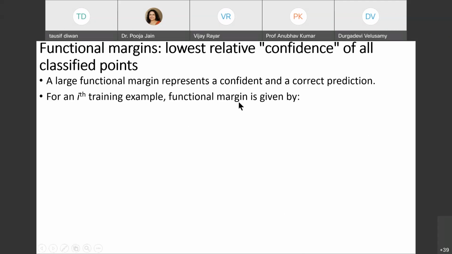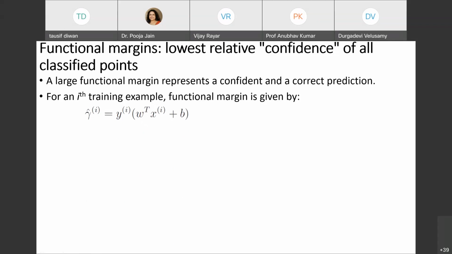The formula for the functional margin for the ith training example. Consider that we have 100 training examples. For each and every example, the functional margin is separate. The functional margin will be different for each and every data point. How are we going to define it for the ith training example? Just look at this formula. It is represented using gamma cap for the ith training example. The formula is yi, what do we mean by yi? yi is nothing but the label for the ith training example, times W transpose xi plus b.